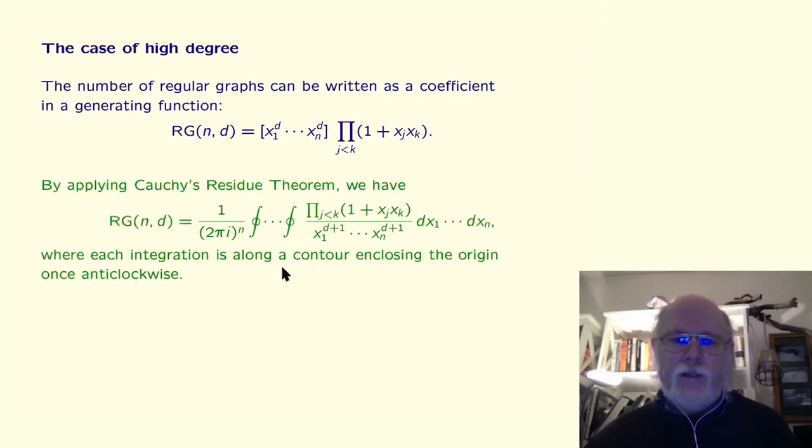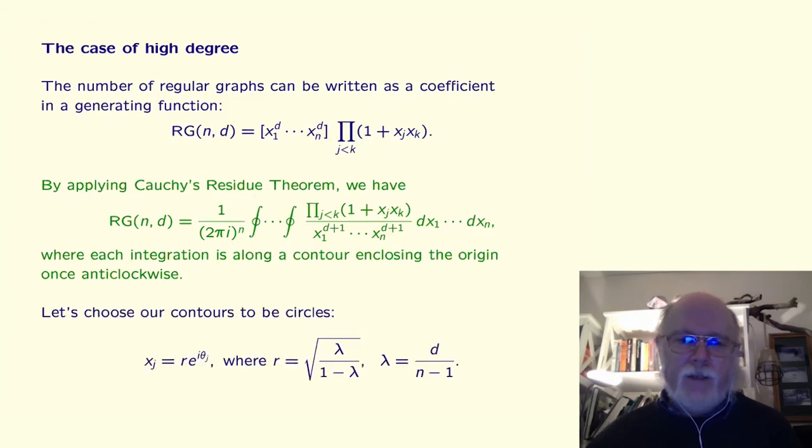You can extract that coefficient using Cauchy's theorem, integrate each of the variables where you have to divide by the variable to the degree plus 1, the usual thing. Integrate each one around the contour enclosing the origin, divide by the right 2 pi i for each variable, and there's an answer. Okay, it's not a very good answer, but that's a start. So now we want to estimate the value of this integral. We'll let our contours be circles. I'm still doing just the regular case here.